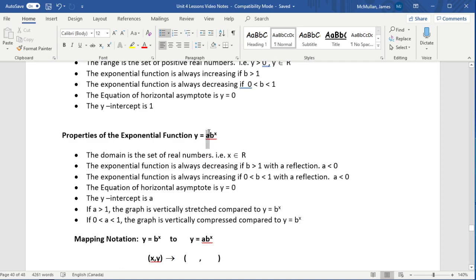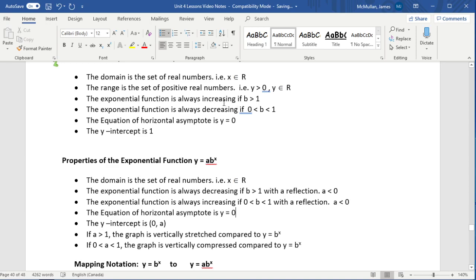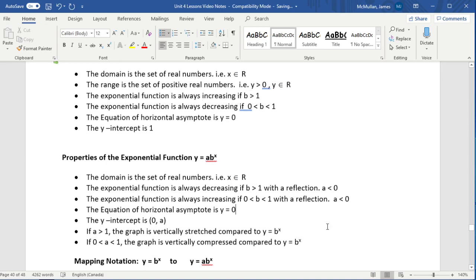Now, if it's being stretched, okay, the domain is not changed, but the range can change. Okay? Sometimes the range is all positive numbers. Sometimes the range is all negative numbers. The y-intercept is located at 0a. The horizontal asymptote is still y equals 0. It depends on decreasing and increasing whether it's reflected or not. So it's decreasing if b is bigger than 1 and you have a reflection. It's increasing if b is in between 0 and 1 and you have a reflection. So just try to remember that if you have a reflection, it's the opposite of what it would normally do.